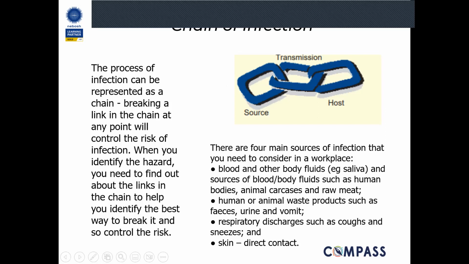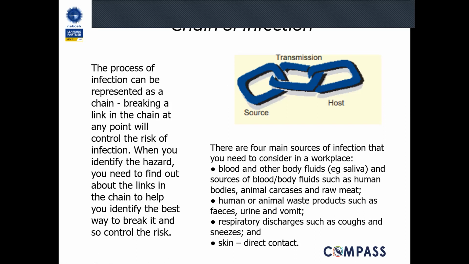Okay, so I want to take it a little bit further now, thinking about infection and then linking this to the chain of infection and things that can go wrong, and then considering how we can perhaps reduce or minimize the impact of it. So the chain of infection looks at the process of infection as represented as a chain. If you break a link in the chain at any point, then that will stop or reduce the potential infection.